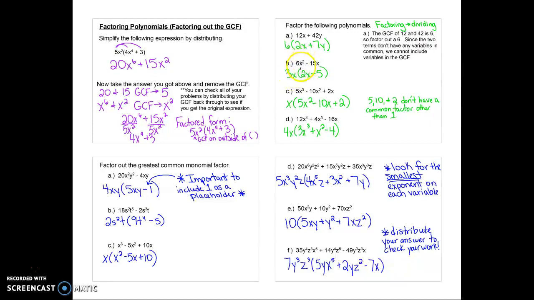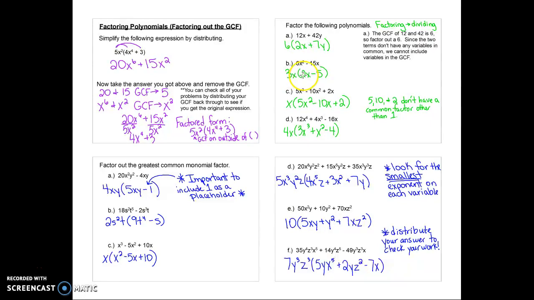I have an x squared with my first term. I have an x with this term. Remember, GCF, the variables, as long as they're common to both, you pull out the smallest exponent that you have. So the smallest exponent is an x to the first. Then, now that I know what my GCF is, I have to go back and divide each one of these terms by it.